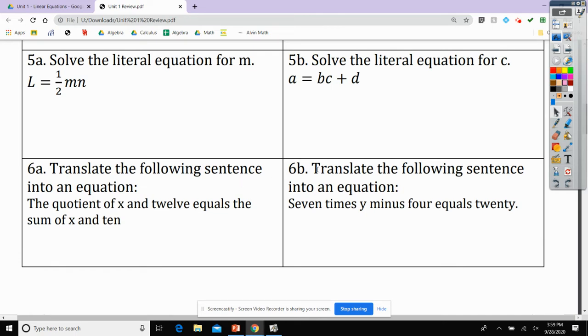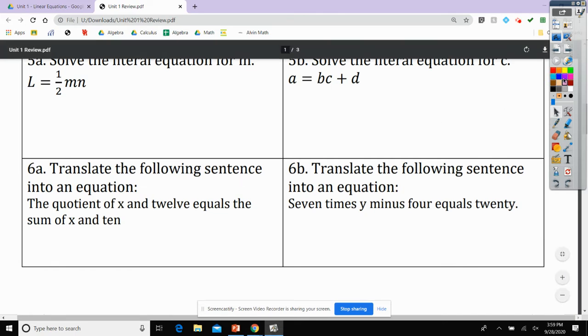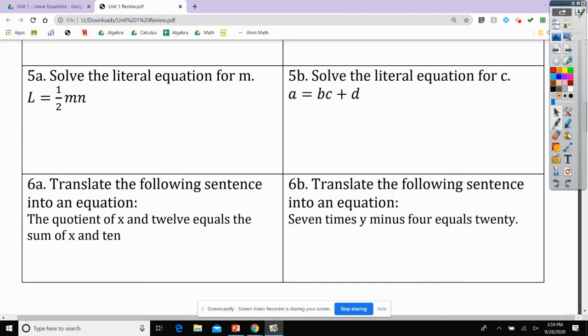Okay, 5b, we're going to solve the literal equation for c. And like we talked about in class, you need to circle whatever variable you're solving for. So I'm solving for this c here. That means I'm not going to move the c, and I'm going to get rid of this b and this d. Now, just like normal, we are going to add or subtract before we multiply or divide. So I can't divide this b right now. Instead, I need to subtract d. So I'm left with a minus d.